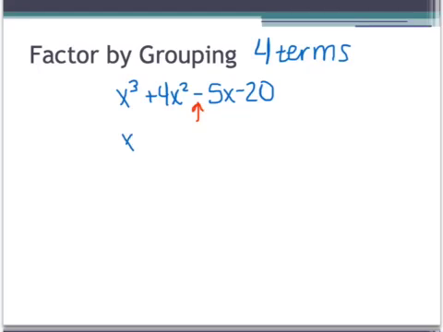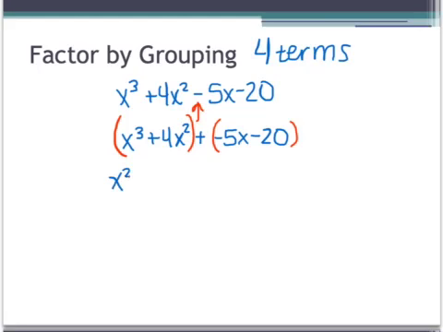So this is going to be x cubed plus 4x squared plus negative 5x minus 20. And now I can put parentheses in. I have x cubed plus 4x squared, and then parentheses around the negative 5x minus 20. Okay, you want to factor out a greatest common factor from each set, so that's going to be an x squared, and I'm left with x plus 4.